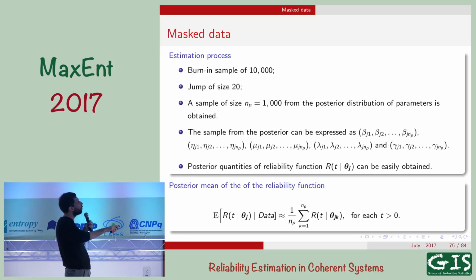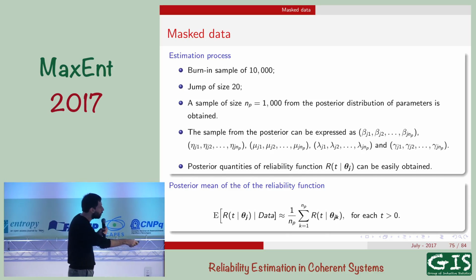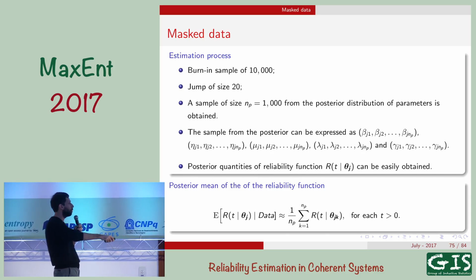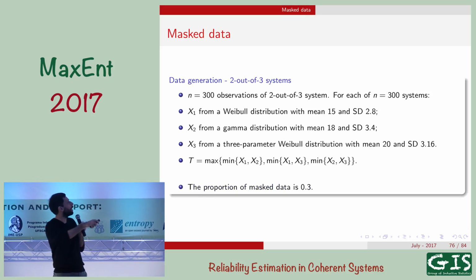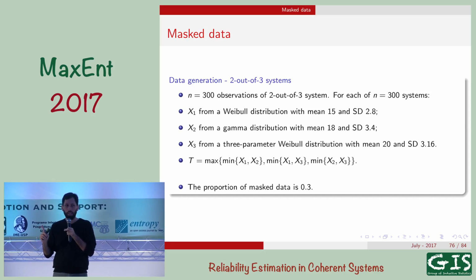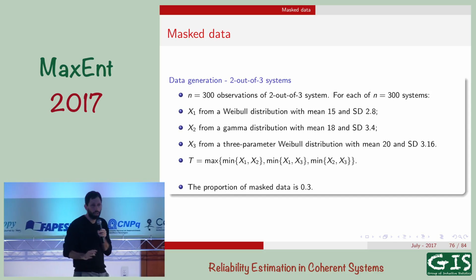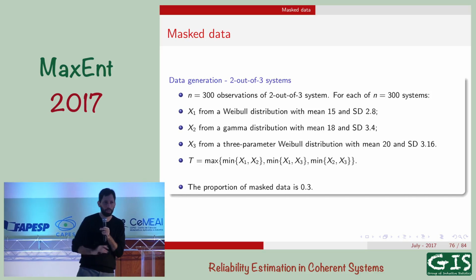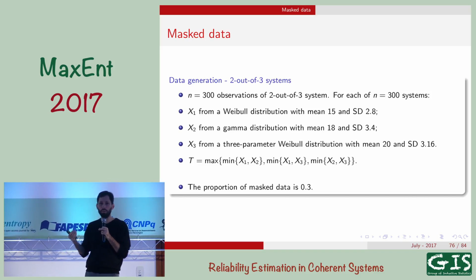Again, we did not need a huge burn-in or jump of points, and we used a sample size of 1000. The same way we can use here to compute the posterior expectation of the reliability function. I will call your attention now: for the MaxCAD system, I went faster here. I am not explaining in detail. Why? Because it's exactly the same as what we did before.